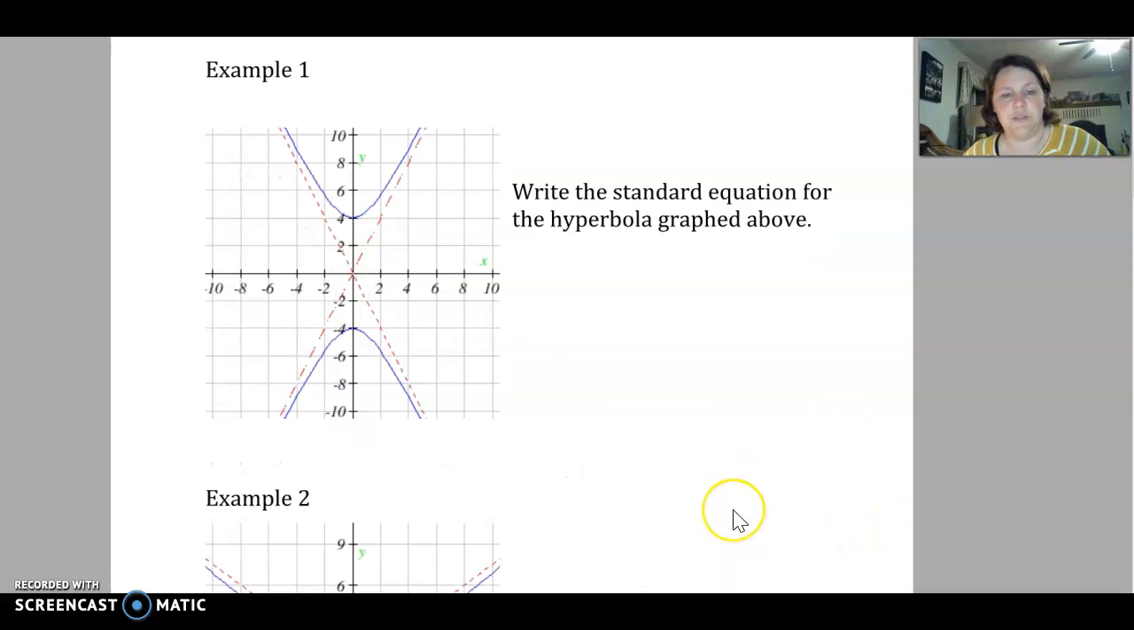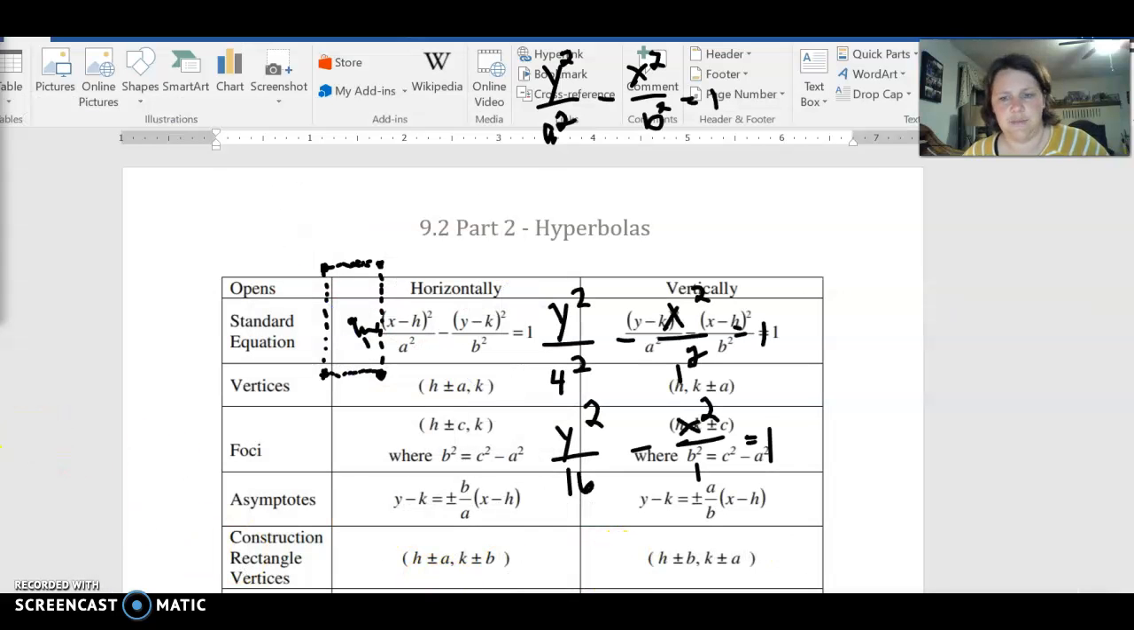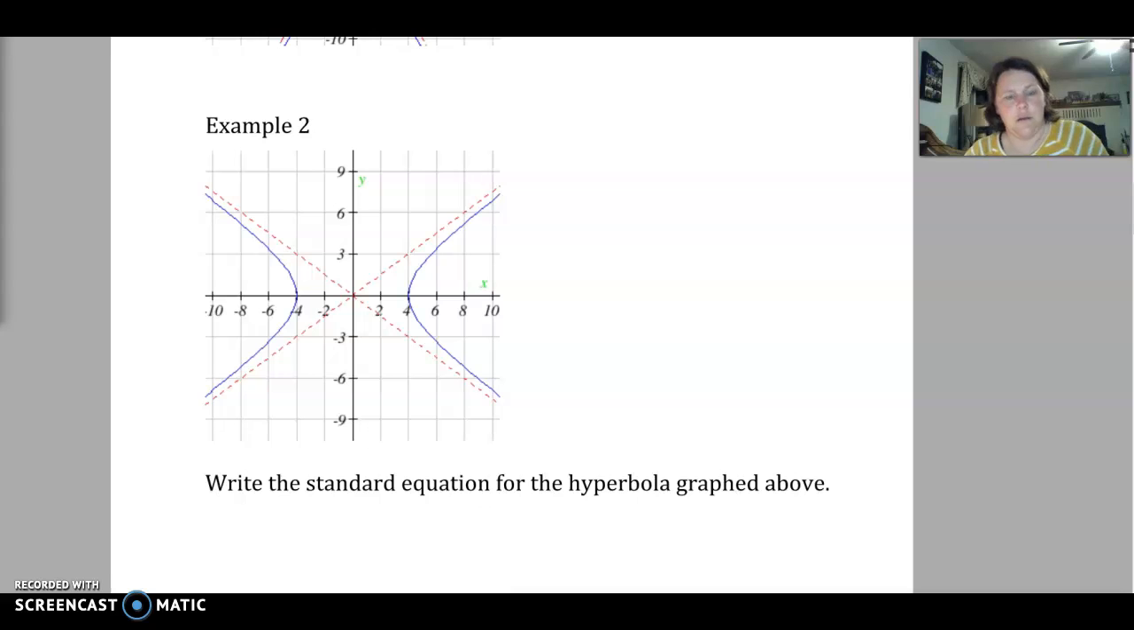And then for example number 2, we've got the same thing, only this time it is going to be a horizontal hyperbola. And so for our horizontal one, let's go ahead and put in that construction rectangle right now. So mark our vertices, go straight up and down till we hit our asymptotes. Go ahead and box that in. Make a good guide rectangle or construction rectangle that will help us to figure out all this information.